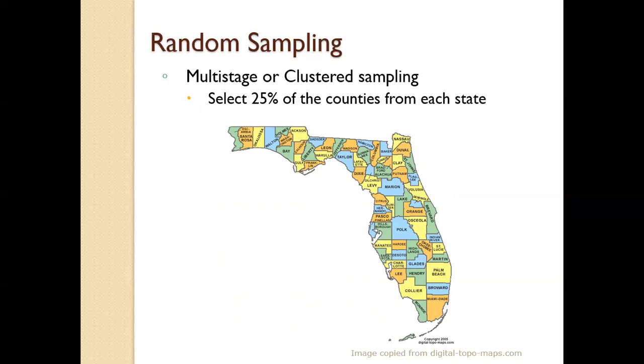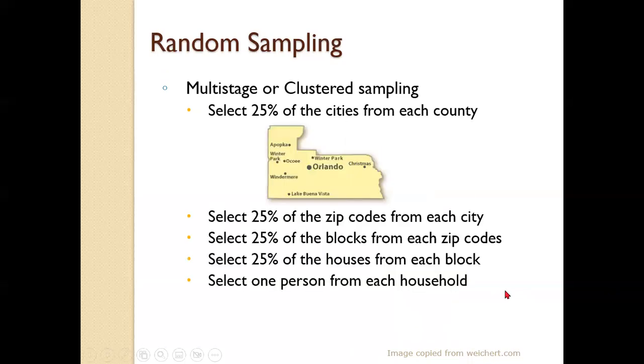In this case, let's say instead of selecting 20%, I'm going to select 25% of the counties. Those would be the ones in, say, orange. So that means that I would select Orange County, Duval County, Putnam County, and all of the counties that you see here on this map in orange.